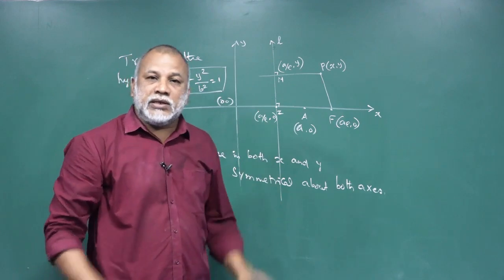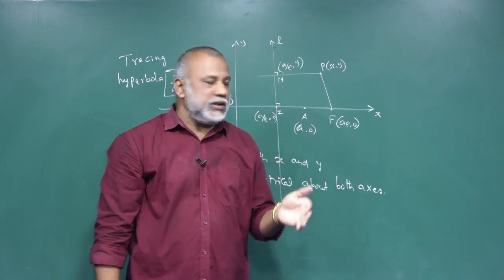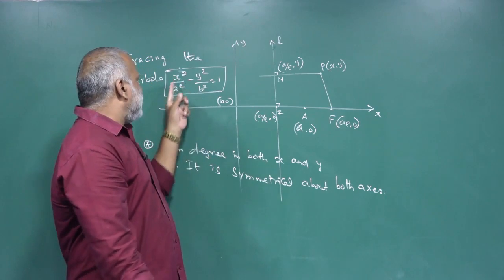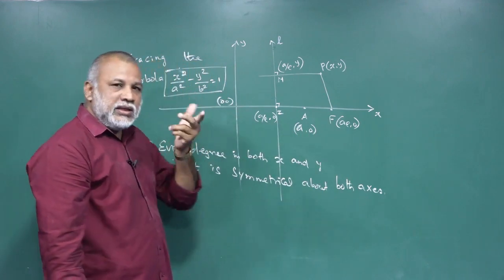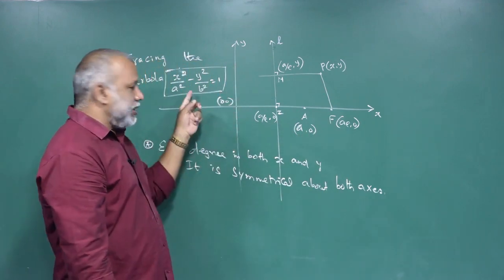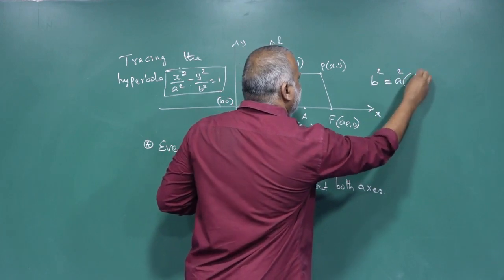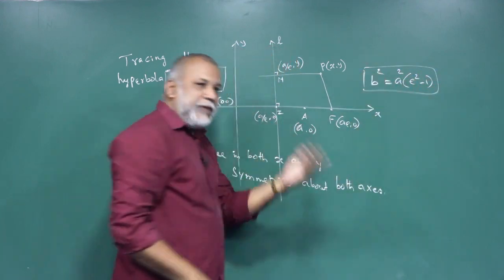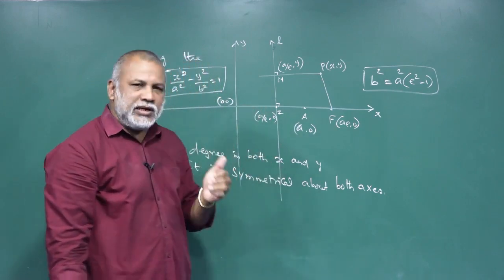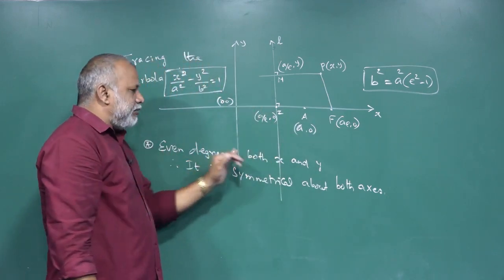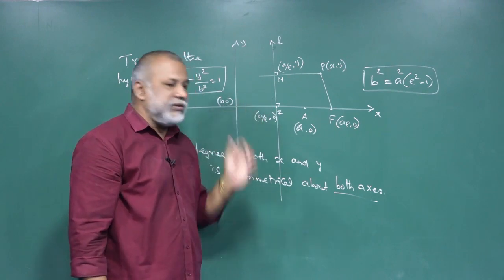See the standard equation of the ellipse compared with this one. There, x squared by a squared plus y squared by b squared equal to 1. That is the standard equation of the ellipse. Here we have only one difference, negative: x squared by a squared minus y squared by b squared equal to 1. When compared with the ellipse, here we have a change. For the hyperbola, b squared equal to a squared of e squared minus 1. For an ellipse, b squared equal to a squared of 1 minus e squared. These are the two changes so far. Now diagrammatically, we have some changes. Even degree in both x and y, it is symmetrical about both axes. That is the first concept we are learning from this equation.